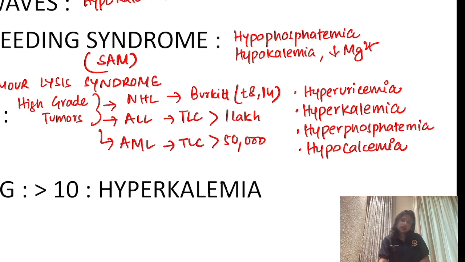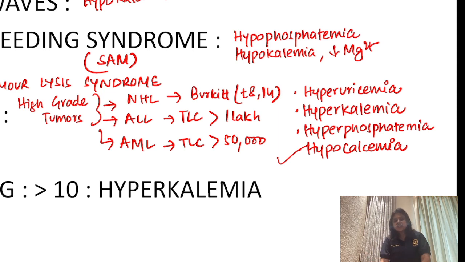So many a times this comes in question. In tumor lysis syndrome all are possible except, usually in the options they give hypercalcemia, that is going to be the wrong answer. We have hypocalcemia. So whenever in a patient you are having hyperuricemia, hyperkalemia, hyperphosphatemia, hypocalcemia, it usually predisposes to metabolic acidosis and acute renal failure. So there is the development of AKI in a child.